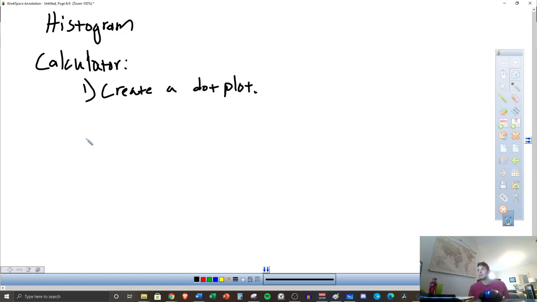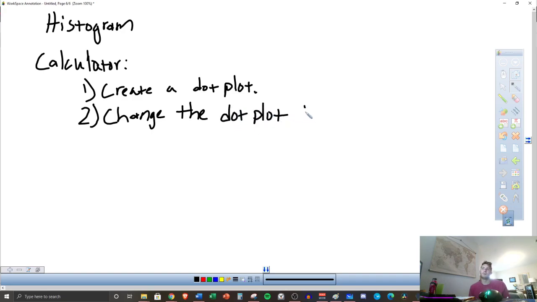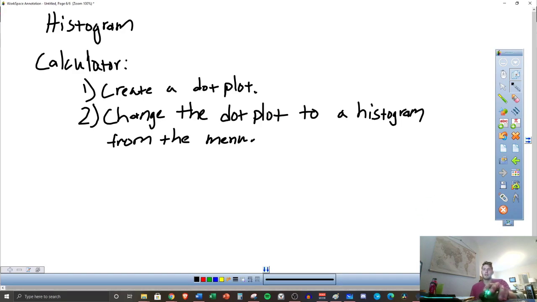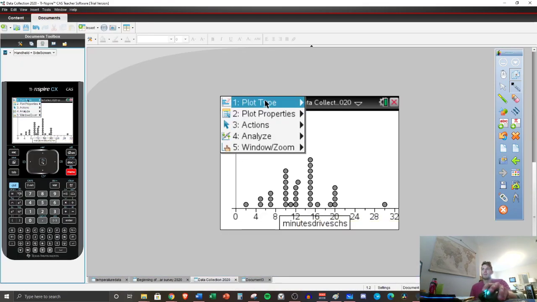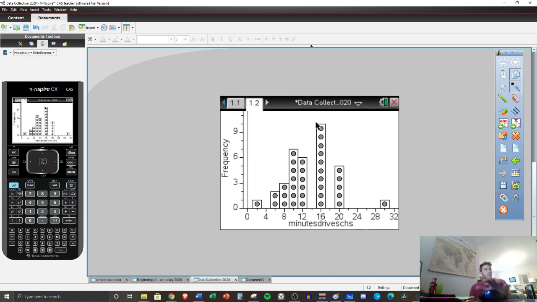Next, change the dot plot to a histogram from the menu. All right, so we go here, pull up the calculator, you press menu, plot type, there it is. There is your histogram and it's created for you, okay?